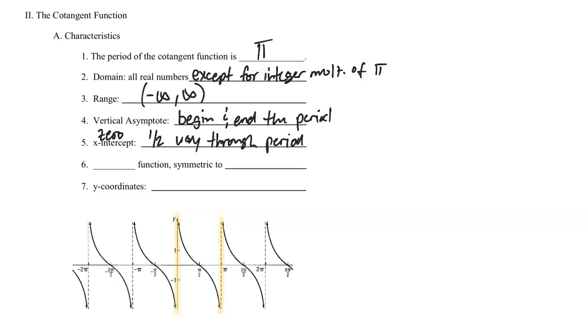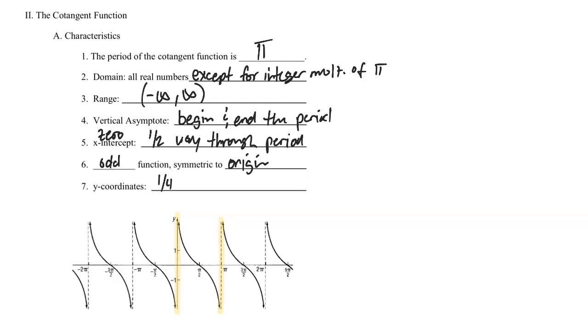Now, there is some symmetry to the cotangent function. It is also symmetric to the origin, and therefore it is also odd. Okay, and then the y-coordinates. The y-coordinates are going to be, again, a quarter of the way and 3/4 of the way through the period.